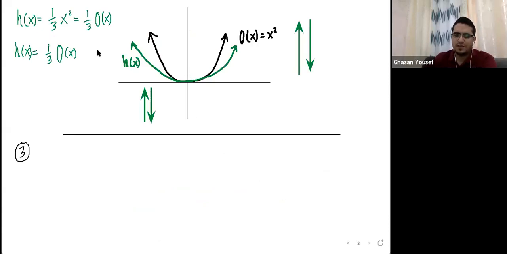Now for this one, the same thing. The curve passes the point 1 and 1. So if the curve passes the point 1 and 1, the green one will pass 1, 1 over 3.